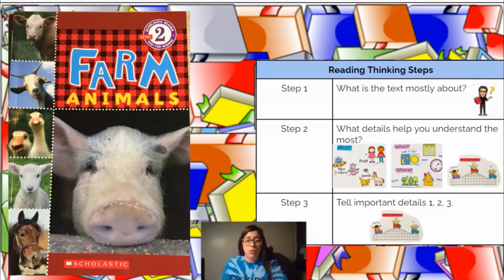So starting with step 1, what is the text mostly about? We did that work on Monday. We discovered that this text is mostly about farm animals. We did that by looking at the title, looking at the pictures, and pulling out the key details that we're about to dive into today.